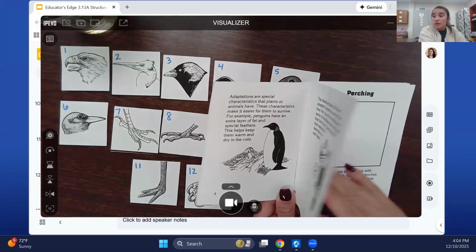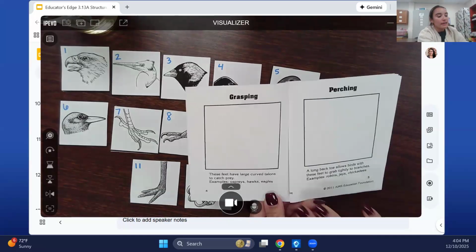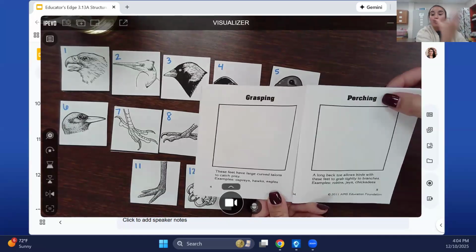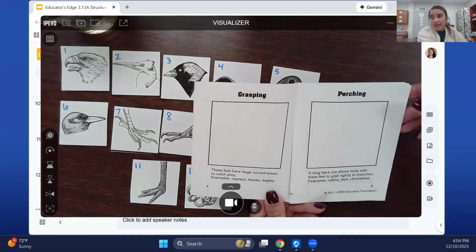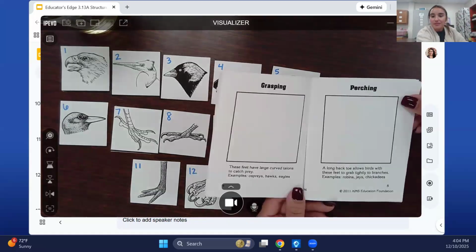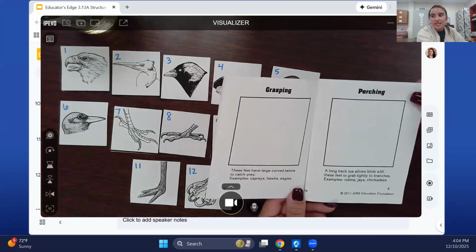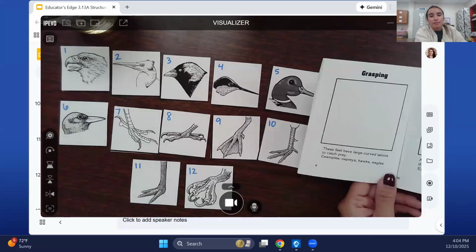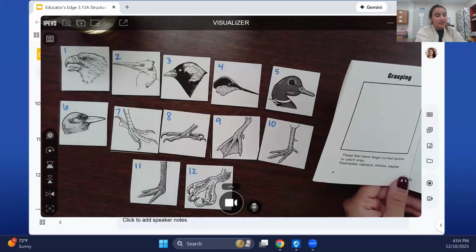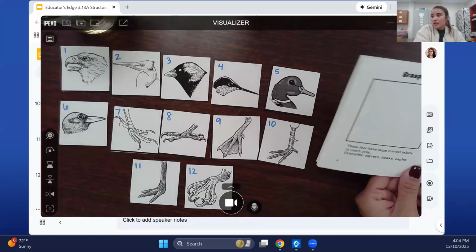Then most of the booklet gives you a purpose or a function of a bird beak or feet. So for example, grasping. We're going to go through a couple of these together. If you can respond in the chat, which of the pictures do you think best matches the description? So we'll go through a few together.